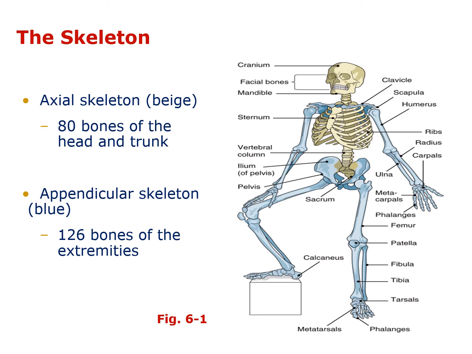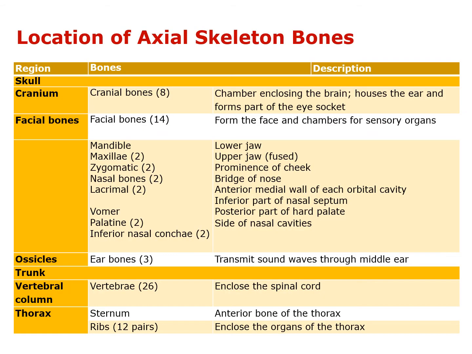The appendicular skeleton is pictured in blue, and this is all your appendages. That's where appendicular comes from. So this is going to include the clavicle, scapula, all the bones of the arms and hand, the pelvis, and all the bones of the legs and feet. That's appendicular, appendages. I'm going to list them, okay?